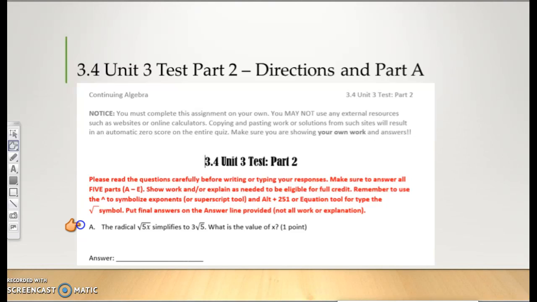Part A, the radical square root of 5x simplifies to 3 square root of 5. What is the value of x? This one is worth 1 point. You do not have to show your work. Just put your answer, x equals what, on the line. If you do want to show work or explain your work, it's okay. It just isn't required.